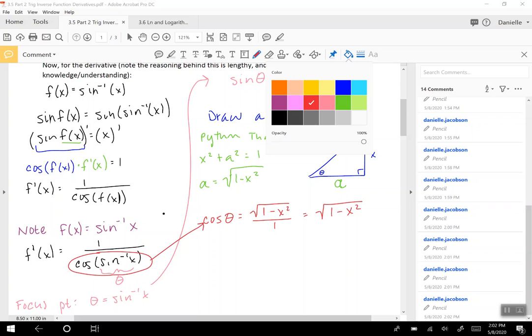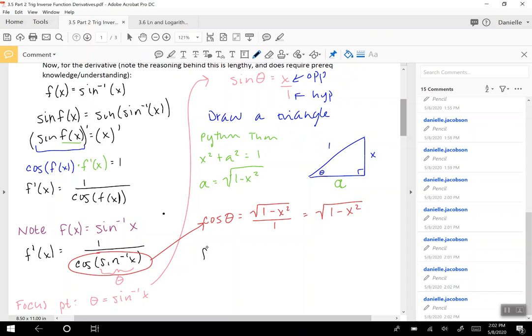All right, now notice this whole term down here really was the same thing as the cosine of theta. So what I can do is substitute that back in to get my derivative. So I'd have f, by substitution. I'm going to substitute that cosine theta back in. I have f prime of x is equivalent to 1 over, this is all the cosine of theta, which we found out was the same thing as root of 1 minus x squared.